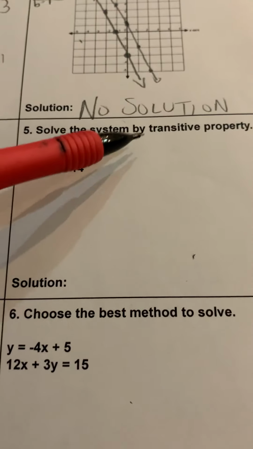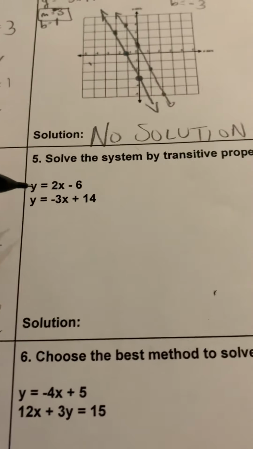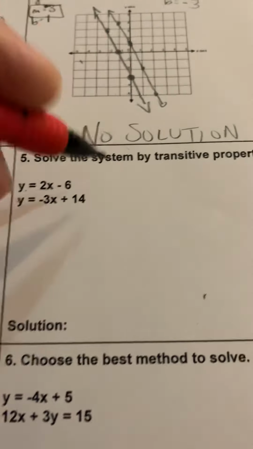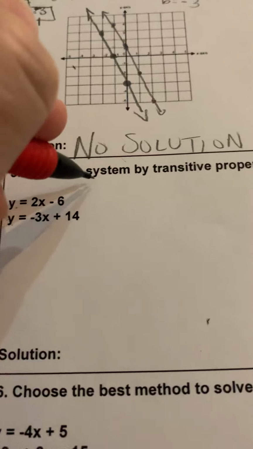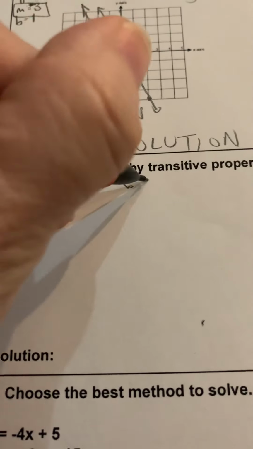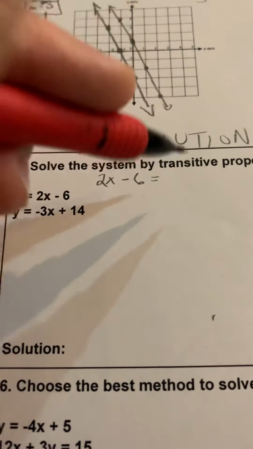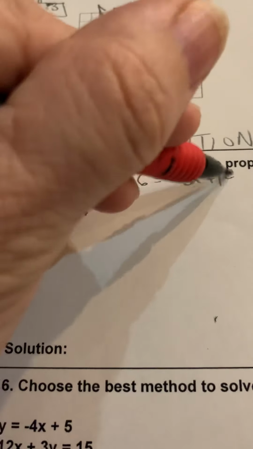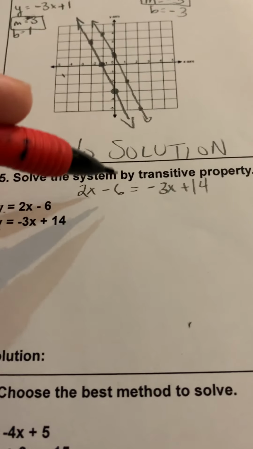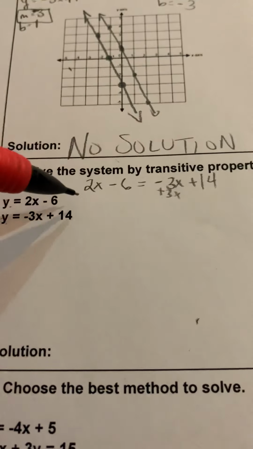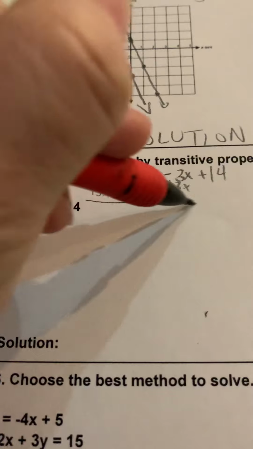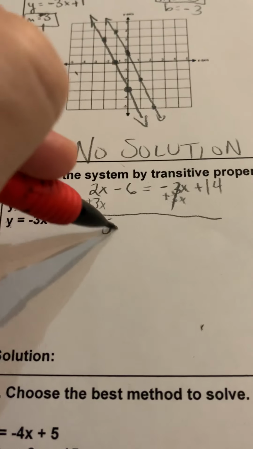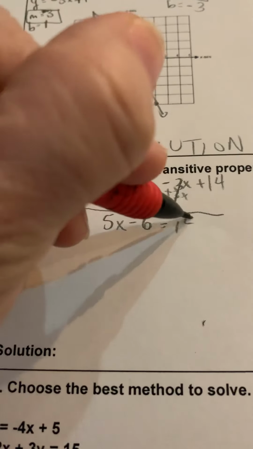For this next one, it says use the transitive property. Why? Because both of the y's are isolated. When you have both variables isolated, that means that 2x minus 6 equals negative 3x plus 14. So now when I do this, I'm going to add 3x to both sides because I like my variables to be positive. And when I do that, I'm going to have 5x minus 6 equals 14.